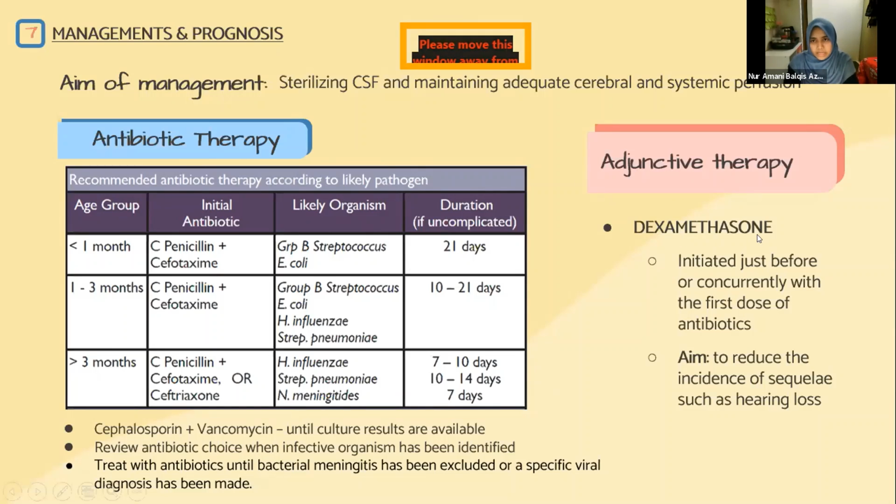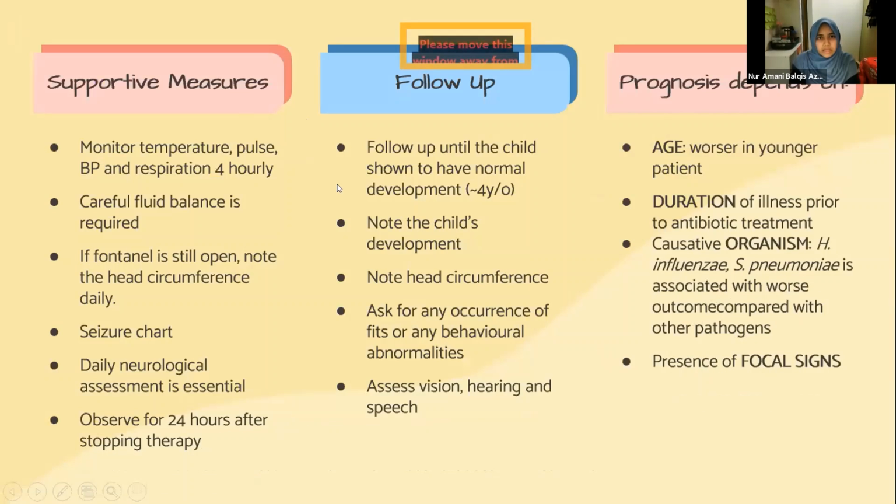We can give dexamethasone. It can be given together with or before the first dose of antibiotic. It is aimed to reduce the incidence of complications and also mortality. Apart from that, supportive measures should also be done.